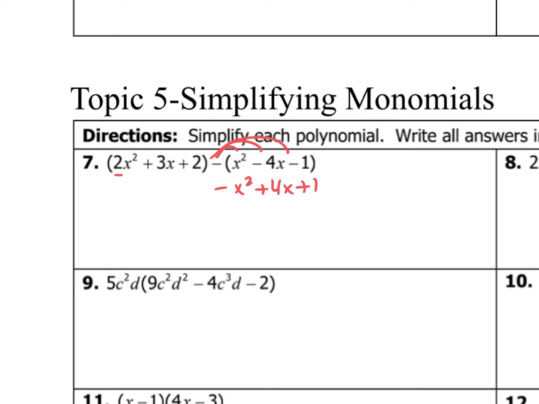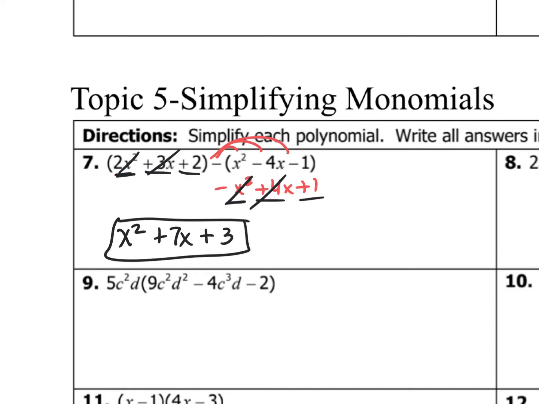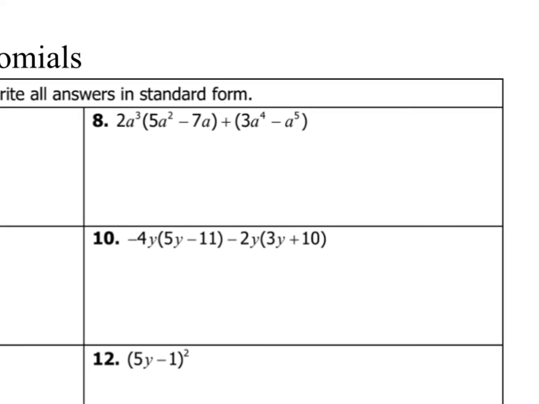Now we can combine like terms. 2x squared minus x squared is just x squared. Mark them out. 3x plus 4x is 7x. And 2 plus 1 is 3. That is subtracting. Number 8. First, we have to distribute the monomial. Then we're adding. So 2 times 5 is 10. 8 to the third times 8 to the second, we add the exponents. 2 times negative 7 is negative 14. And 8 to the third times 8 to the first is 8 to the fourth.